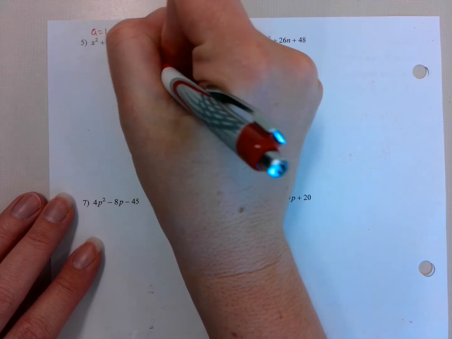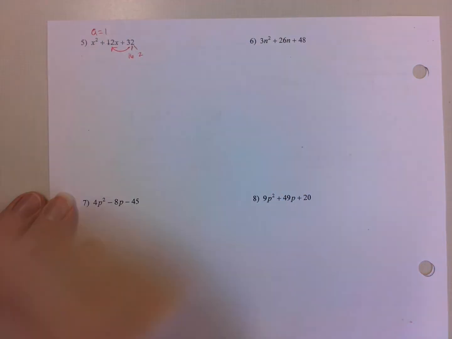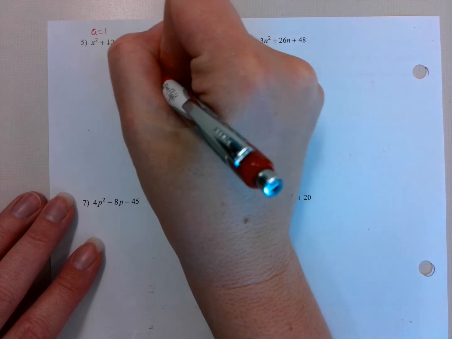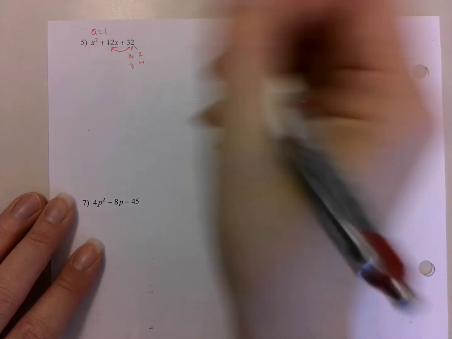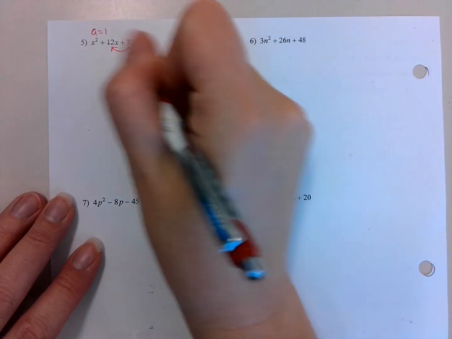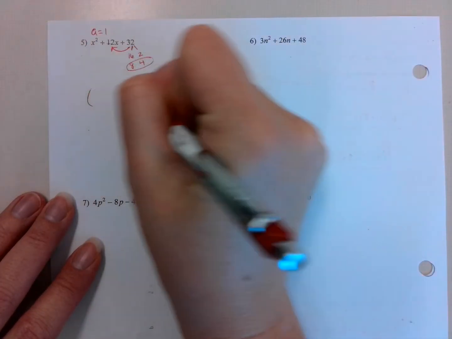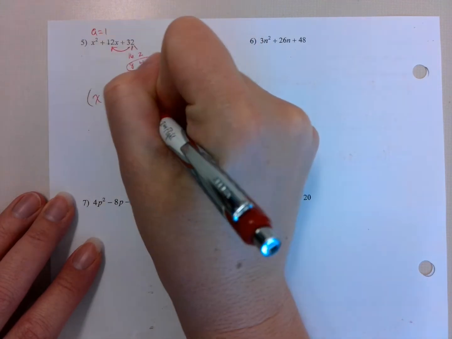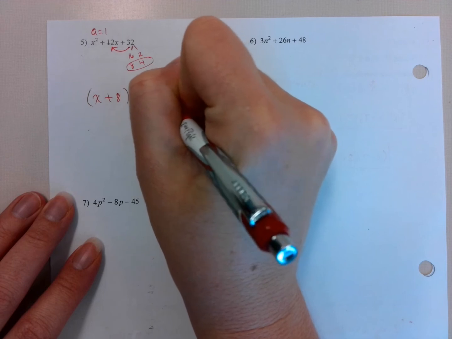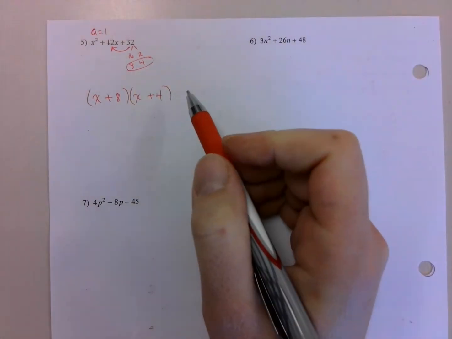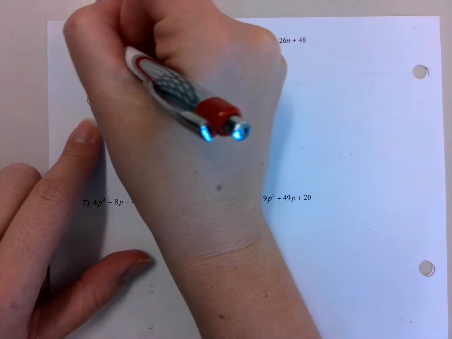32, I was thinking 16 and 2. That gives me 18. So 8 and 4, oh, I'm done. It's 8 and 4. There are other options, right? But I don't need to use them all. So positive, positive, so let's jump into reverse FOIL. X times X, and a positive 8, and a positive 4. And there it is. So this is why it truly is trial and error.